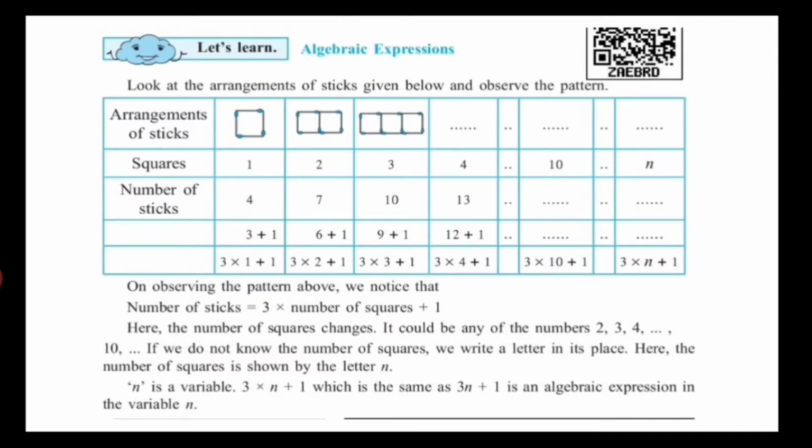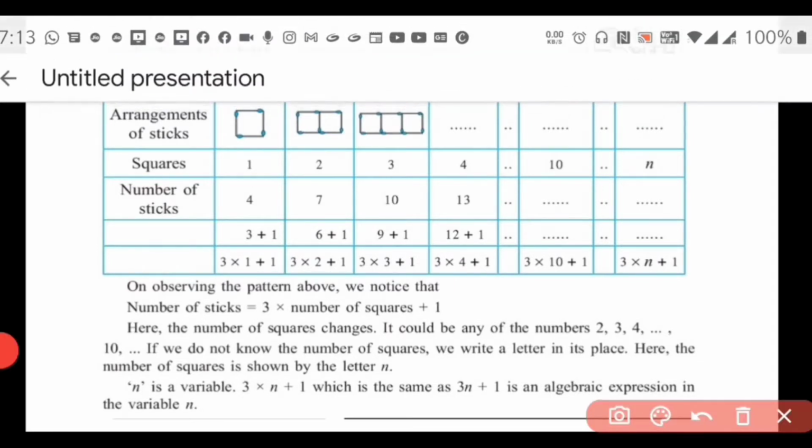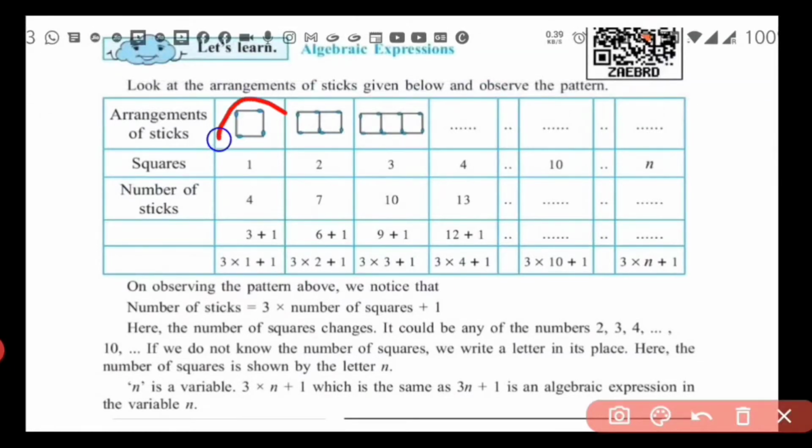As we can see, in the first column, one square is there. This one square is made by using 4 sticks. How many sticks are used? 4 sticks are used, and from these 4 sticks one square is made.